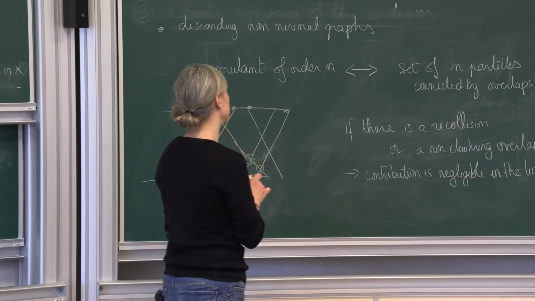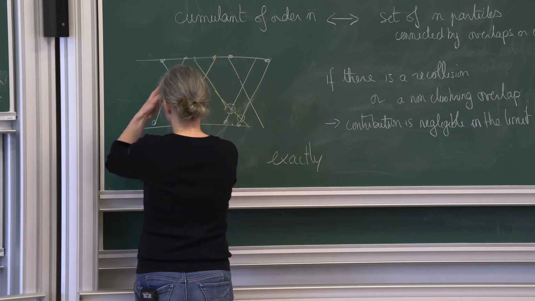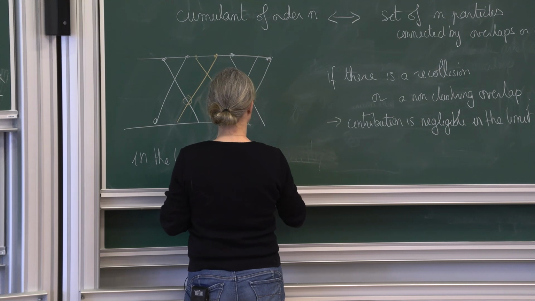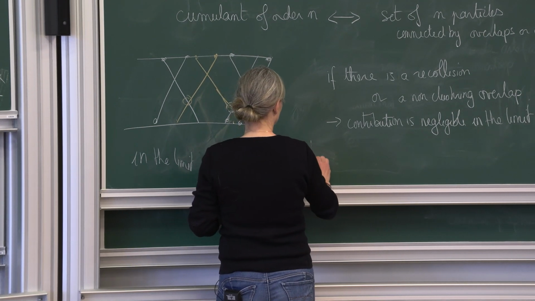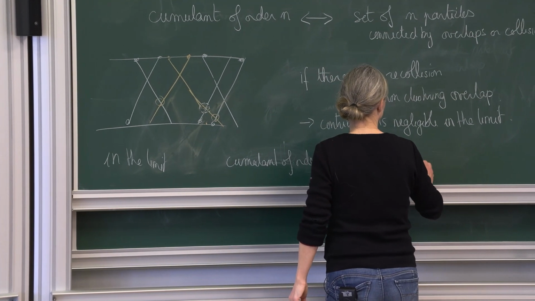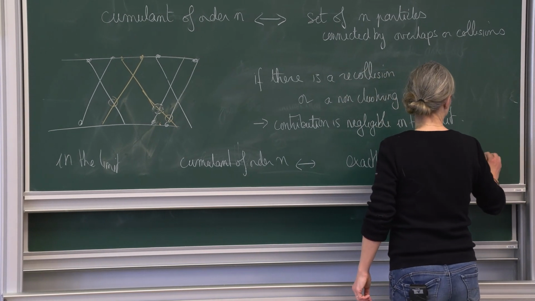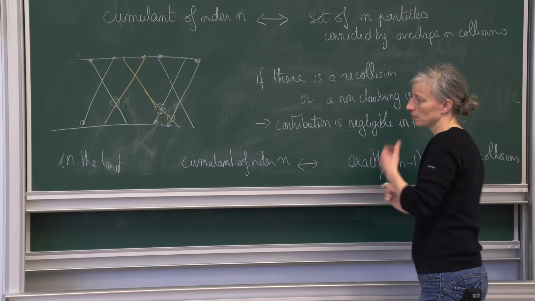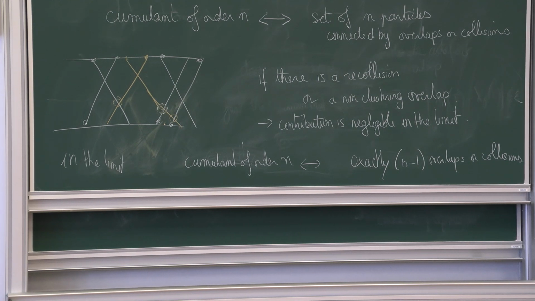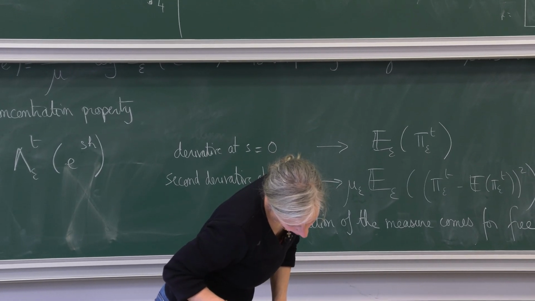And this is really important, and I will tell you why. So in the limit, the cumulant of order n corresponds to having exactly n-1 overlaps or collisions.